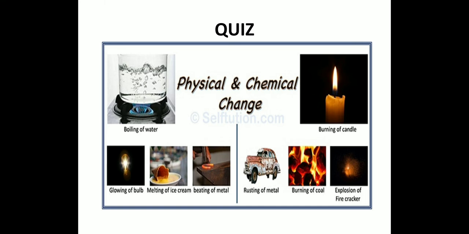Now there is a quiz for you. In this diagram, there are different physical and chemical changes examples. You identify which of them are physical and which of them are chemical.